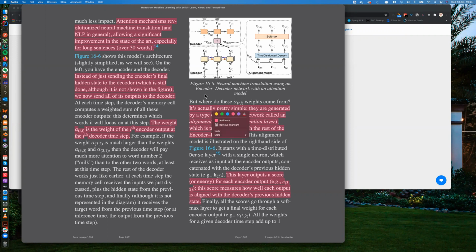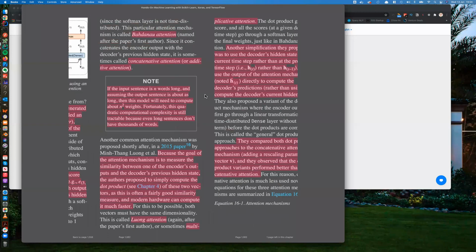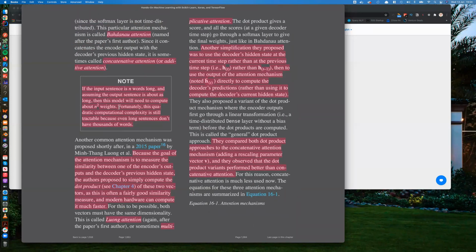So we'll just go past this because that's sort of a description of that. So they're saying, this was the bit where if the input sentence is n words long, and assuming the output sentence is about as long, then this model needs to compute n squared weights, because essentially at each time step, all the input words have a weighting so that the decoder can decide which bit it should focus on most. But they're saying most times our sentences don't have thousands of words. They're in the low hundreds of words for each sentence. So this is still practical.